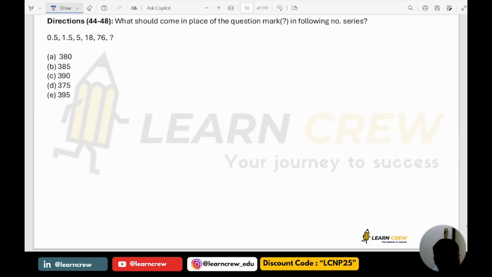0.5, 1.5, 5, 18, 76. So I could see here 18 4s are 72 plus 4. 5 3s are 15 plus 3. So 0.5 into 0.5 are no. So it is how much? 1.5 2s are 3 plus 2. So it is 0.5 1s are 0.5 plus 1. Finally it has to be into 5 plus 5. 380 plus 5, 385.